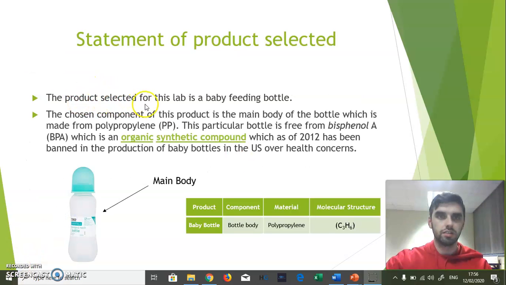Okay, so the product I've selected for this lab is a baby feeding bottle, in particular the main body of the feeding bottle. The chosen component for this product is the main body of the bottle, as I said, which is made from polypropylene and is free from bisphenol A, BPA, which is an organic synthetic compound which has been banned since 2012 over health concerns.